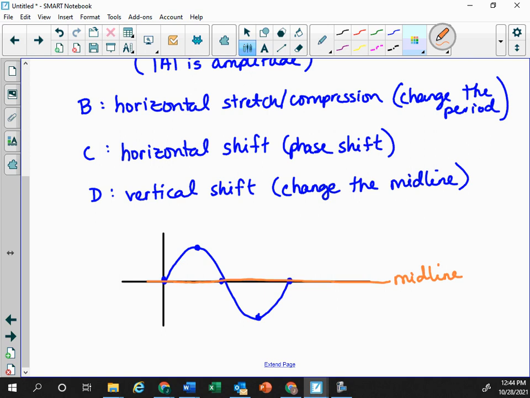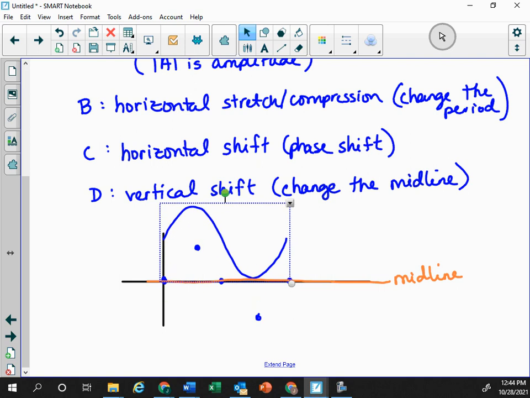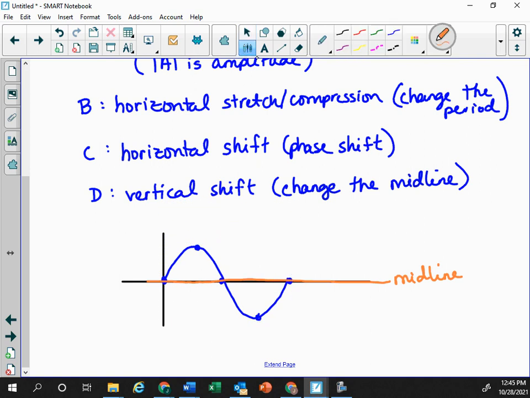So let's say we had +2 at the end. This would then move up 2, and do you see how your midline would have to move then to stay in the middle? Okay, and then the amplitude, guys, just to give you a visual, that is this distance here from the maximum to the midline or from the minimum up to the midline. That is your amplitude. It is like sound waves, exactly, yes.